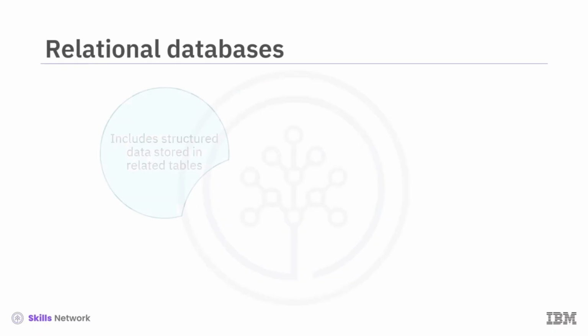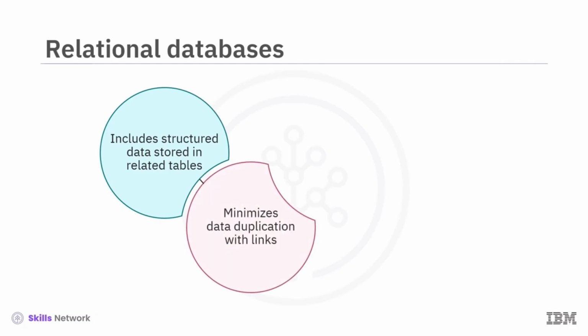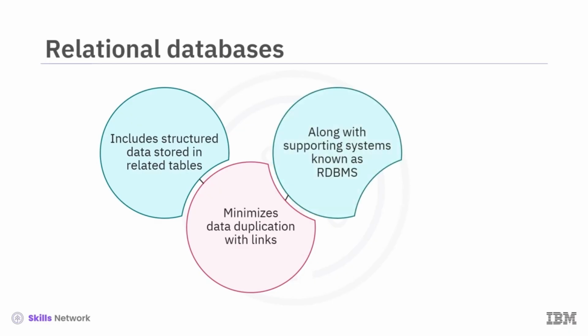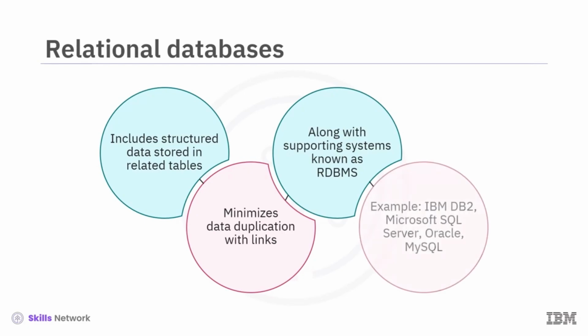Relational databases consist of structured data stored in related tables. The links between the tables minimize data duplication while preserving intricate relationships. These databases and their supporting systems are collectively known as Relational Database Management Systems, RDBMS. Prominent examples include IBM DB2, Microsoft SQL Server, Oracle, and MySQL. Let us look at the scope of relational databases.